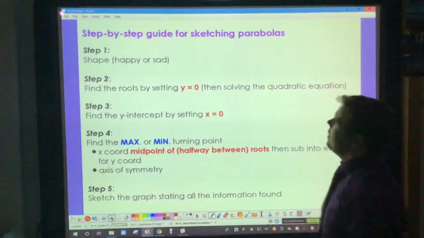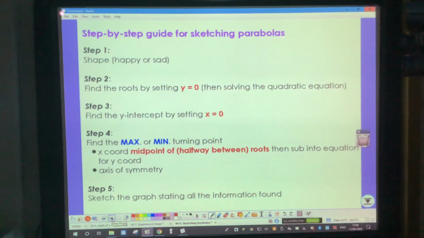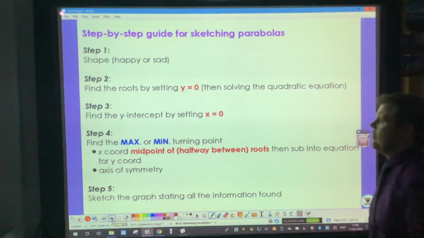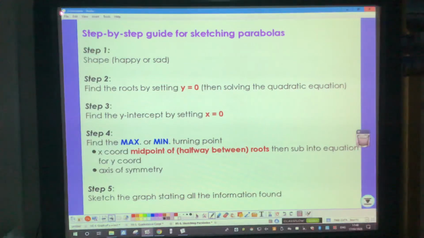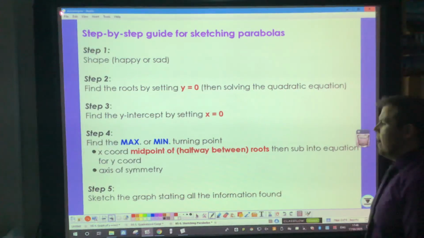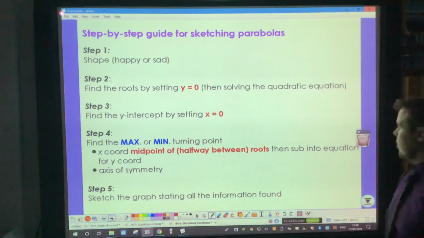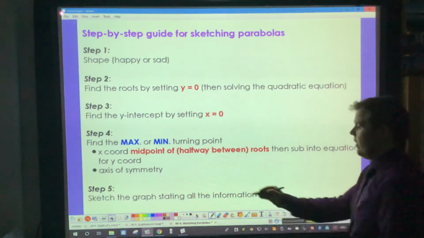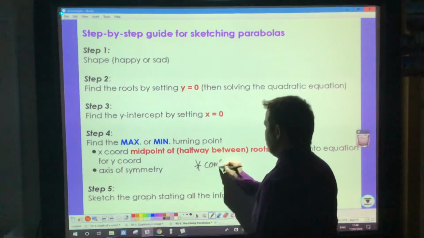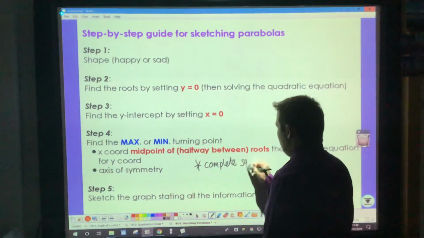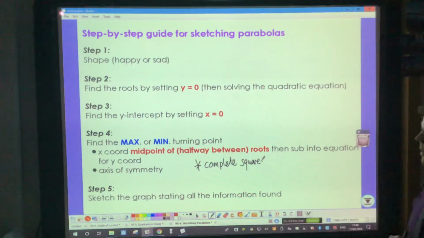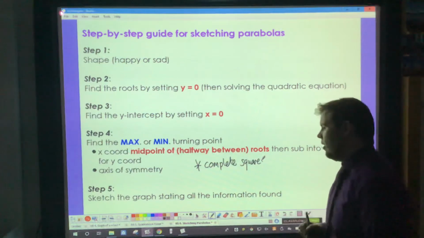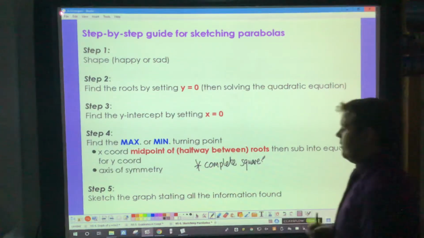So here's a step-by-step guide. You can look at that. I'm going to do it through example. First thing, decide the shape. The second thing, find the roots by setting y equals 0, set the equation equal to 0. Find the y-intercept by setting x equals 0. Find the turning point by going halfway between the roots and then subbing in to get the other value. Or what we could do is complete the square. I'll let you decide which way you prefer, if you watch the previous video on the completed square version. Okay, and then we're going to sketch the graph. Right, let's look at this in practice.